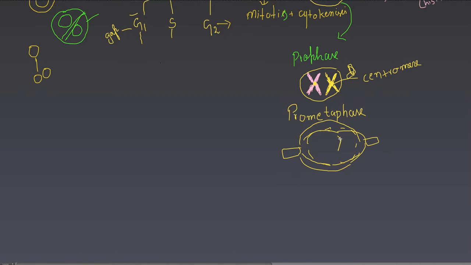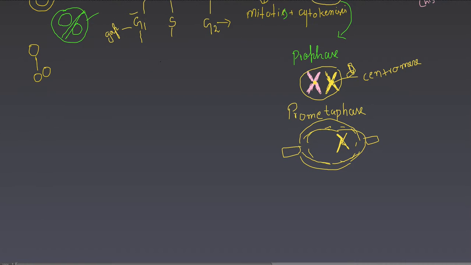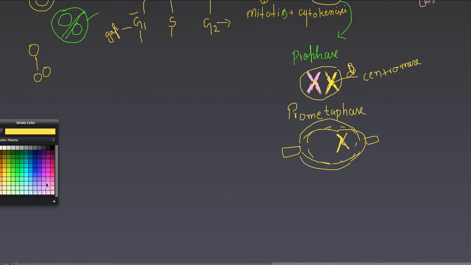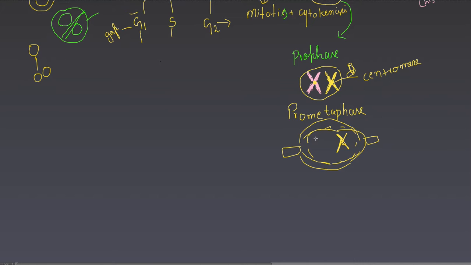present here. So this is one chromosome, and this is the other chromosome. So now you have two chromosomes, this nuclear envelope is starting to disappear, the centrioles are moving in the opposite direction, and the spindle formation is beginning to happen. Then you enter into the phase called the metaphase.